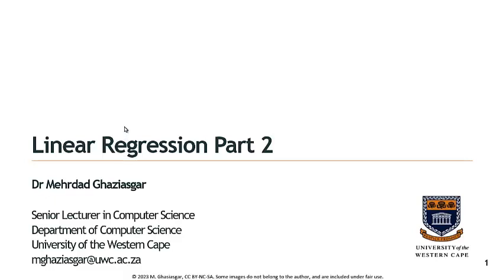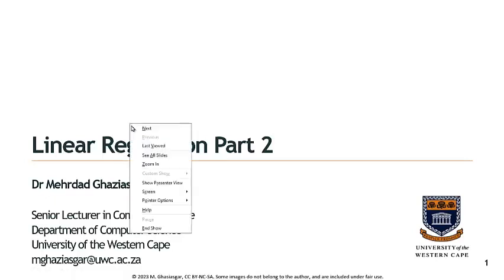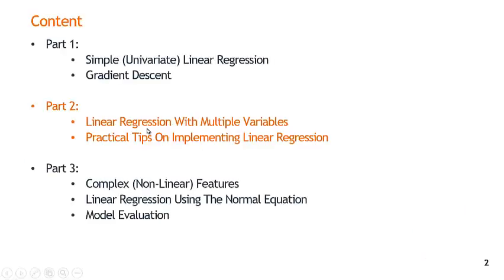Okay, so let's continue with our discussion of linear regression. We talked about univariate linear regression, where you have one feature and one output. And we talked about gradient descent as an iterative way of finding the best linear fit, which is a linear equation that predicts the output as a function of the feature.